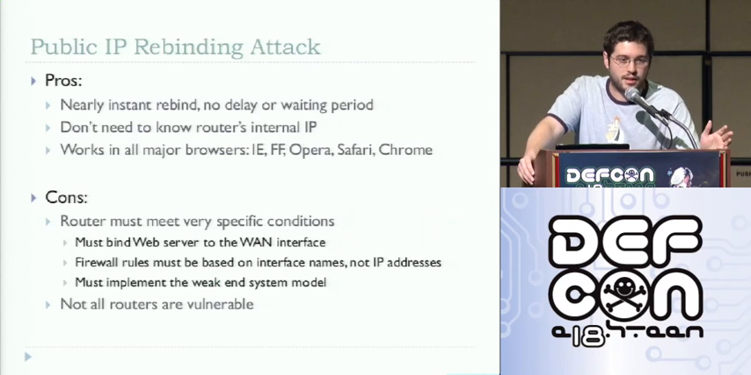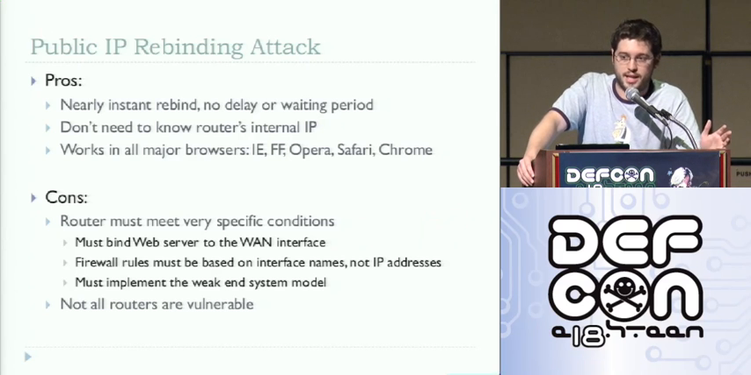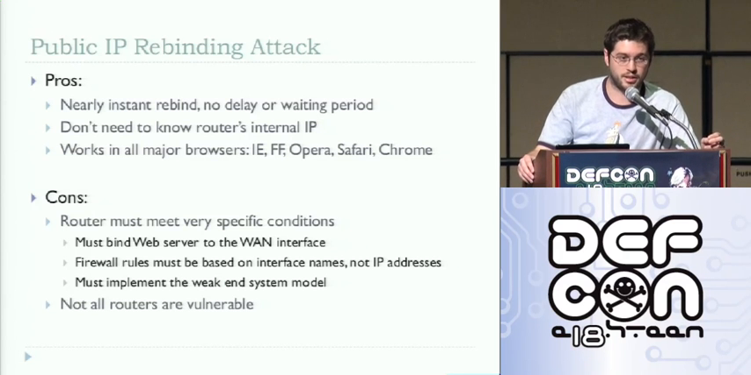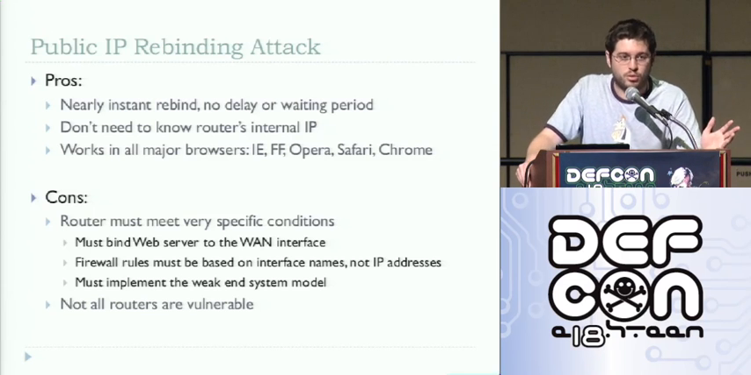So this attack has a lot of advantages. First of all, the rebind is nearly instant. If you're doing an anti-DNS rebinding attack, you have to wait a certain period of time before you can actually do the rebind. As soon as the browser realizes, hey, I got a TCP reset packet, it switches over to the next IP. We also don't have to know the router's internal IP address, which is really nice because different vendors will have different default IPs and people can change their internal network. But we don't care about the internal IP because we're rebinding to the public IP, which by definition is public, so we can get that pretty easily. And finally, this is just how browsers work. This works in all major browsers.